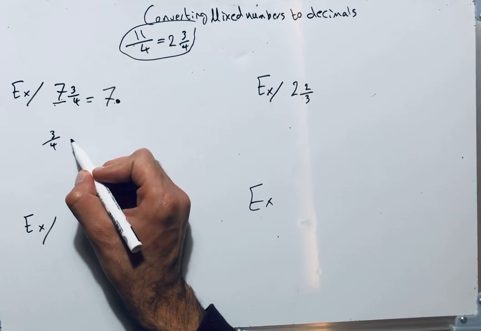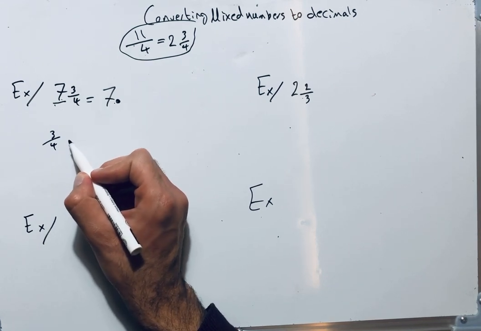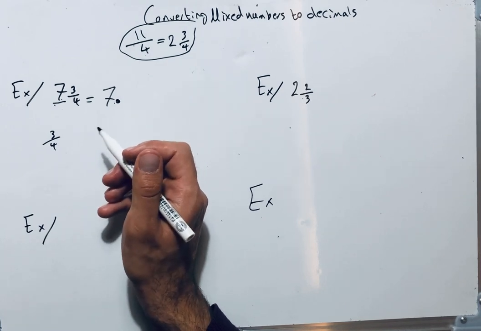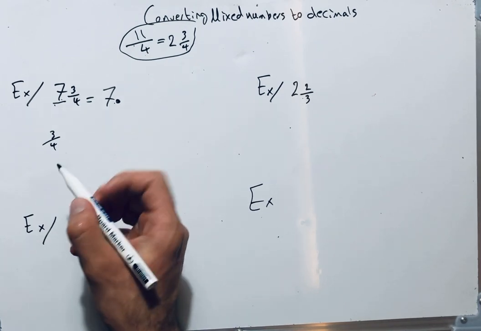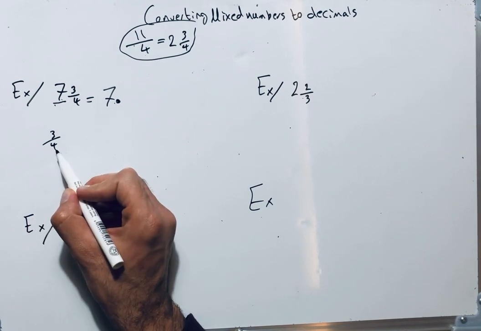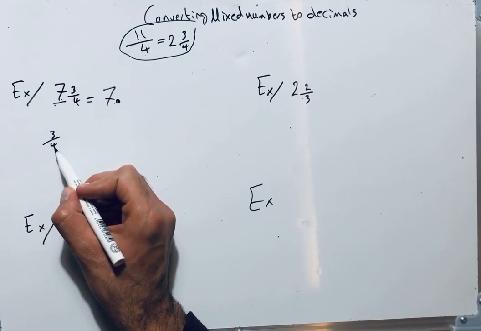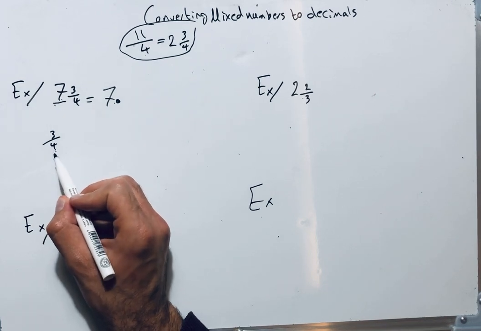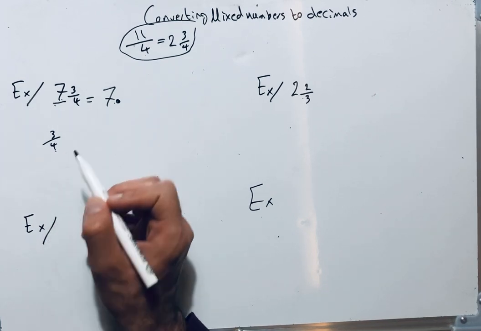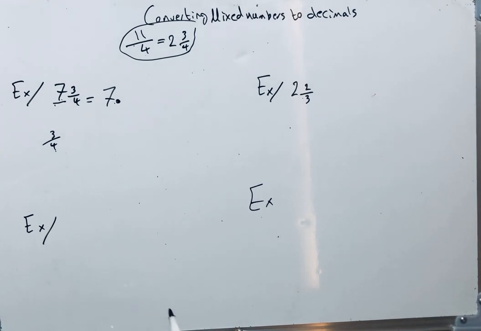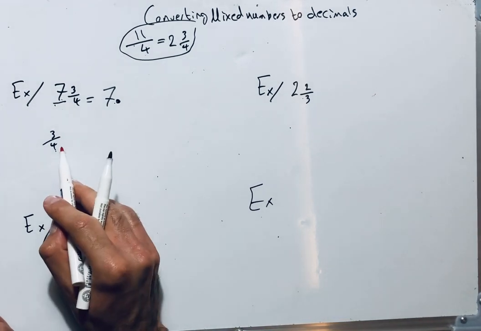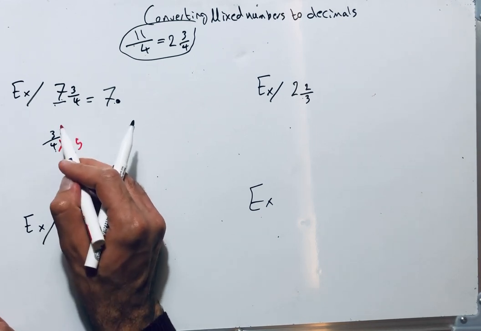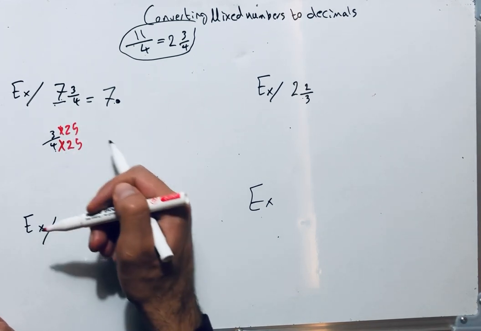3 over 4 as a decimal, if you know it, you can immediately write it, but let's suppose that you actually don't know. We want to change the fraction's denominator into a 10 or 100 or 1000 or a multiple of 10. How can we do that, you might be asking? Well, I know that if I multiply 4 by 25, what do I get?